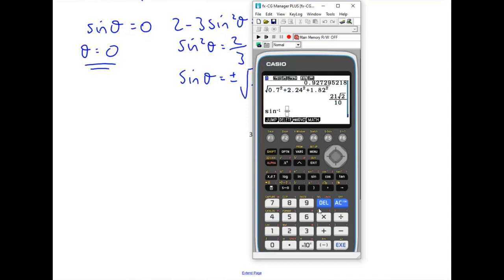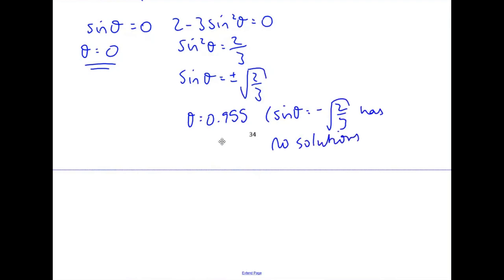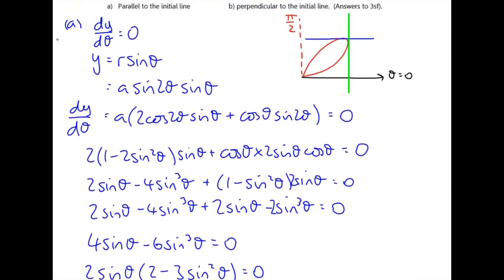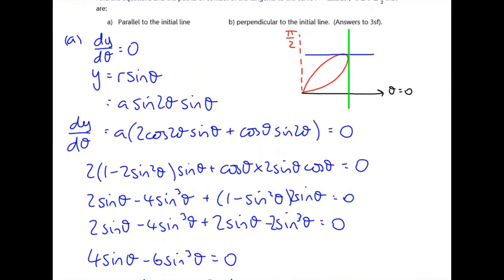So inverse sine of root 2 over 3 is 0.955. Just putting in here that sine theta equals minus root 2 over 3 has no solutions between 0 and pi over 2. That's kind of what we were expecting. We were expecting two values for theta, of course. I said for the horizontal ones, I thought there's one up there, which will be your 0.955, and I thought there was one there at theta equals zero.